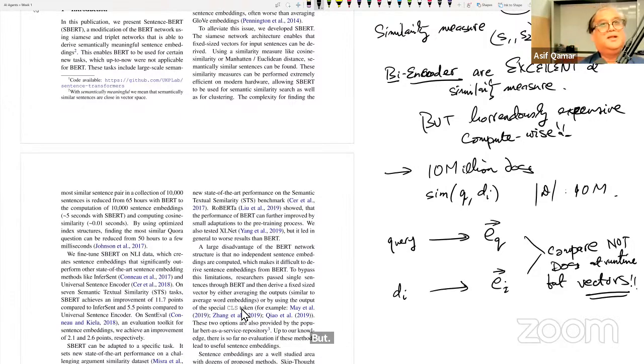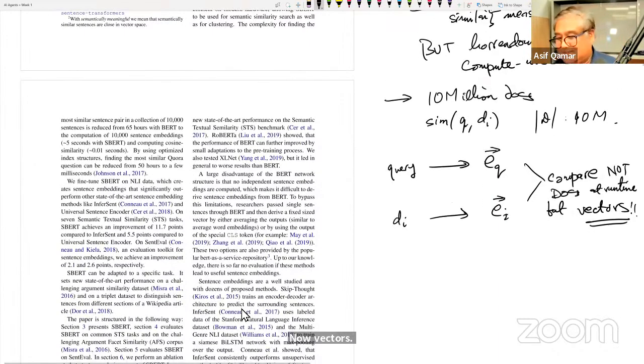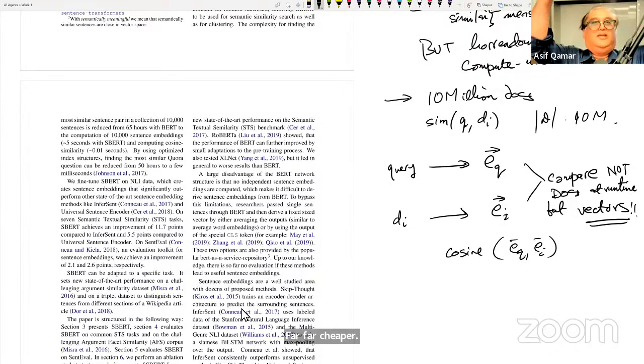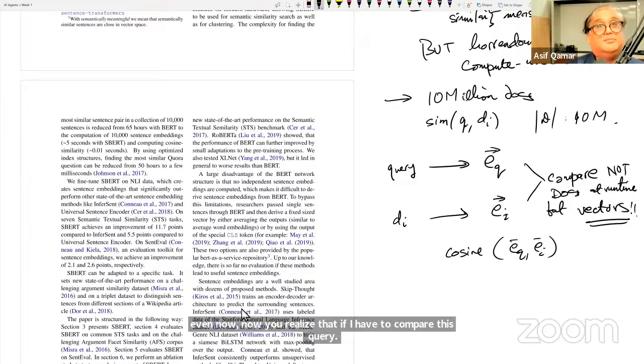Are we together? Now, vectors, if you're doing cosine similarity, cosine between E_Q and E_i is far, far cheaper than passing two sentences, a query and a doc, through a BERT. Orders of magnitude cheaper. Are we together? This would work. But even now you realize that if I have to compare this query against all the documents, it's still a linear comparison, order n comparison.